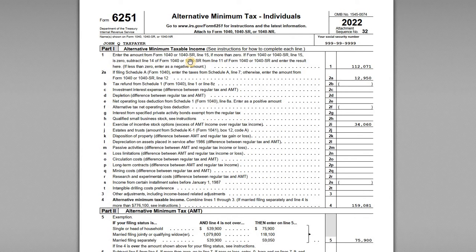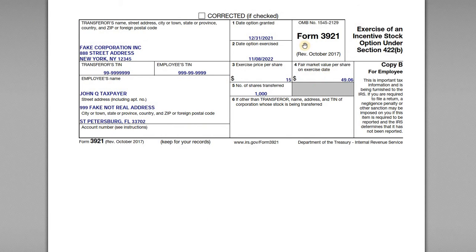So I've got the 6251 here. It's part of the full 1040 for John Taxpayer, so we'll take a look at the 1040 as a whole as well. And then in addition to this, I do have a sample Form 3921. So this is going to be the subject of this fact pattern, right? We have a corporation that issues an ISO to a taxpayer, and that taxpayer exercises the option during the year. So the corporation provides this form for their records, and it's necessary to complete their return.